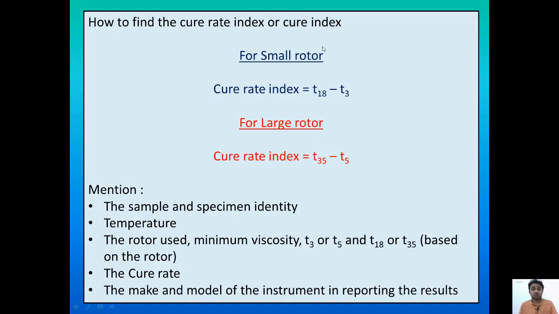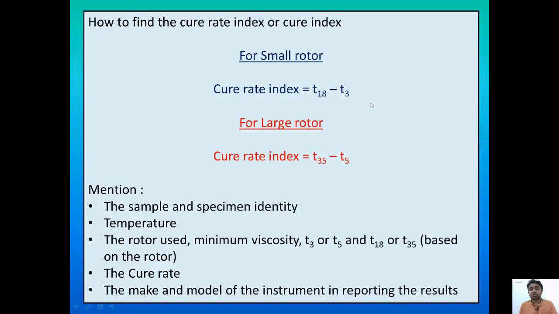If you use a small rotor, we need to measure T3 as the scorch time and T18 as the cure time, right? Meaning 3 Mooney units upward from the minimum torque value, and take that time as T3, the scorch time, if we use a small rotor.